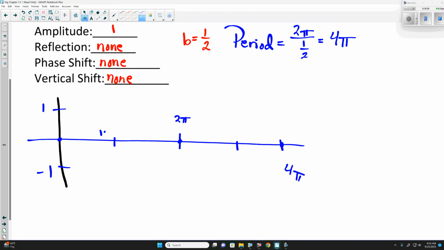Which should mean at pi and 3 pi, it's going to be at 1 and -1. Well, almost. We kind of get this here. It's not spaced out correctly, but that would be the function we get. It's actually taking it twice as long to do one full cycle.